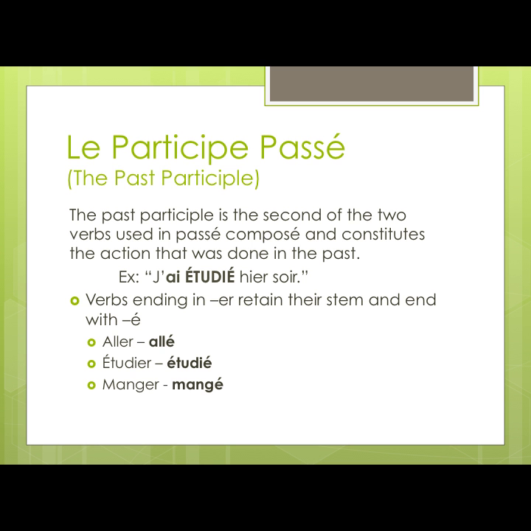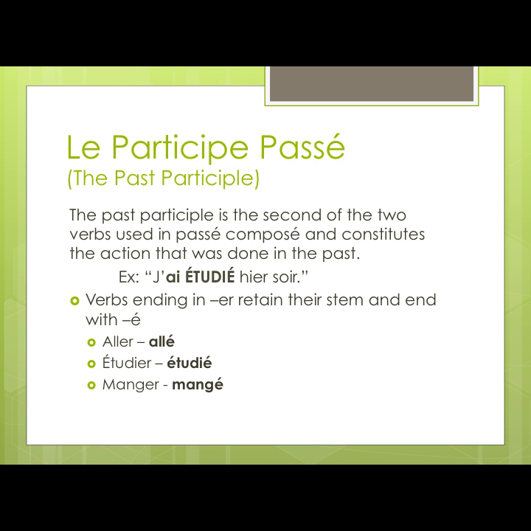We're going to start by looking at the past participles because those generally stay the same no matter what your auxiliary verb is. And the past participle is the verb that describes the action that was actually done in the past. So for example, if you studied last night, you would say, j'ai étudié hier soir. And étudier is your past participle and the action you did last night.